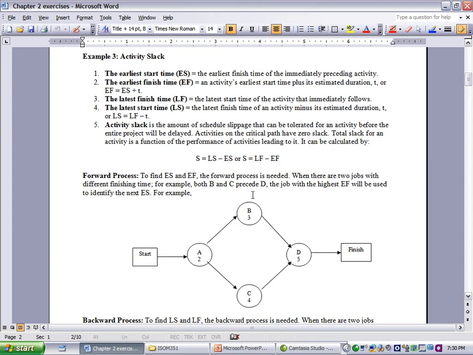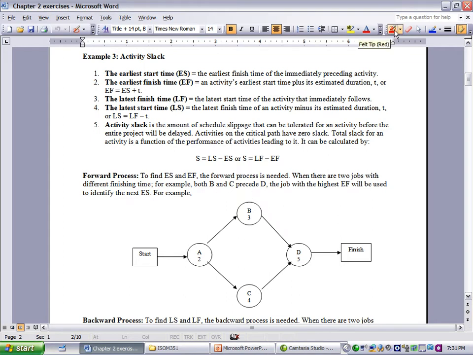Third activity, or third example, is to find activity slack. To find activity slack, you must find earliest start and earliest finish, latest start and latest finish. Activity slack is the difference between activity latest start and earliest start, or activity latest finish and earliest finish. To find ES and EF, you must use a forward process.